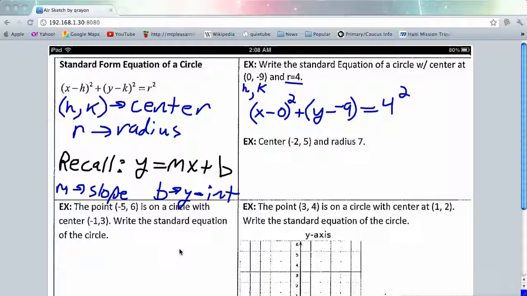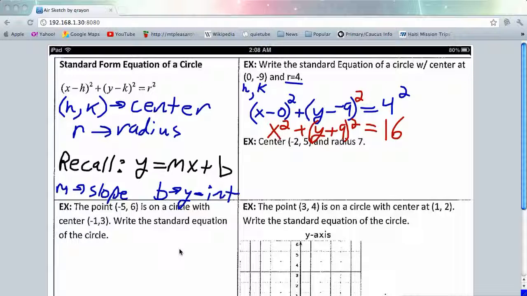Okay, equals 4 squared. We can simplify this. If we simplify it, x minus 0 is just going to be x squared, plus y minus a negative 9 quantity squared, that's just going to be y plus 9 squared, equals 4 squared, which is 16. So y plus 9 squared equals 16. That's how we would simplify it. Very, very similar problem down below. Why don't you do that one on your own? And we'll move on to the third example in the next row of boxes.